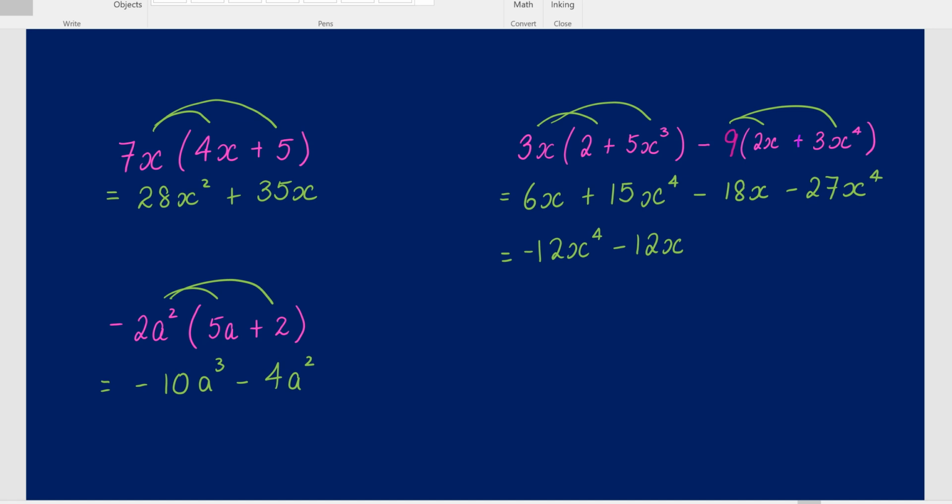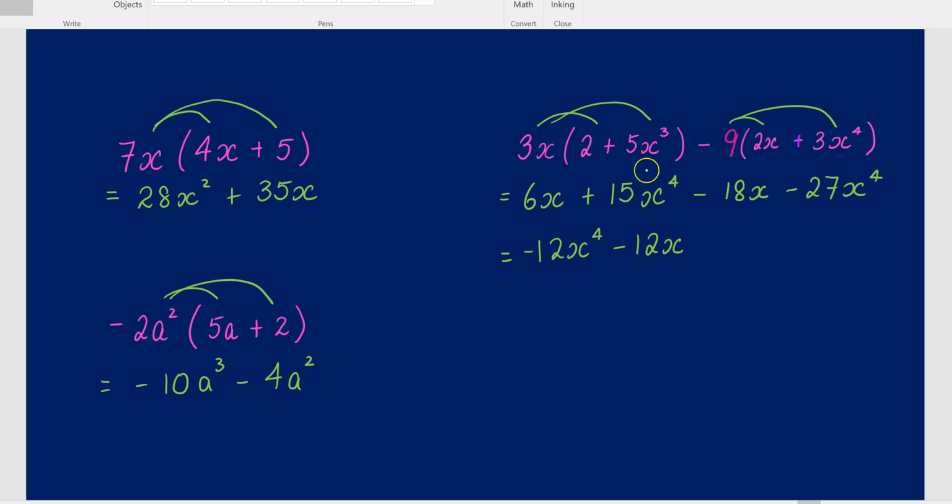Okay, so hopefully you can check your answers and you're reasonably successful. So 7 4s are 28, x times x is x squared. Got our 35x. We went downstairs here. 2 5s are 10. Did you get the a cubed, right? It's got to be a cubed, and of course negative. Negative times a positive is a negative, and that's 2 2s are 4a squared.